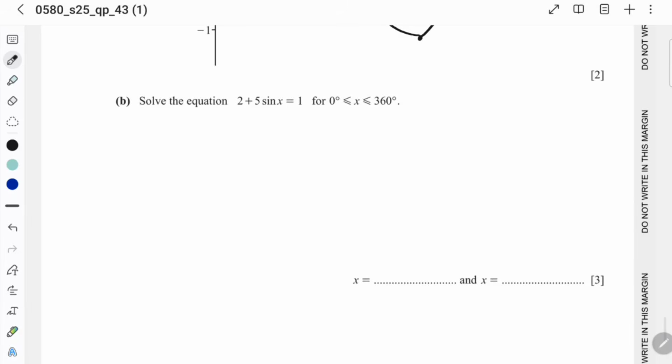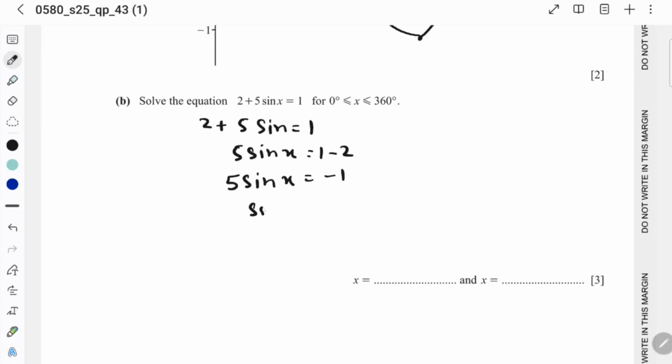Now you are going to solve the equation 2 plus 5 sin x equals 1 for 0 to 360 degrees. So 2 plus 5 sin x equals 1. 5 sin x equals 1 minus 2, which is minus 1. Then sin x equals minus 1 over 5. So x equals sin inverse of minus 1 over 5.